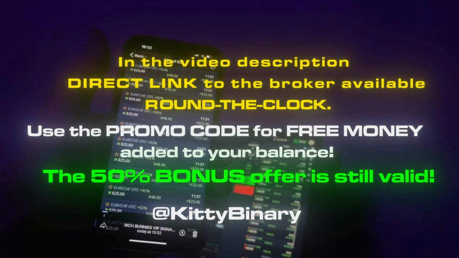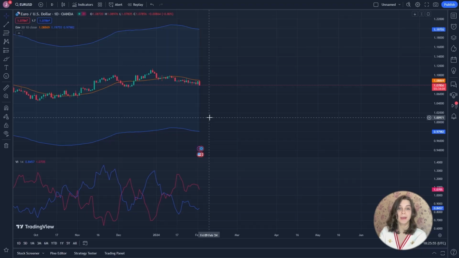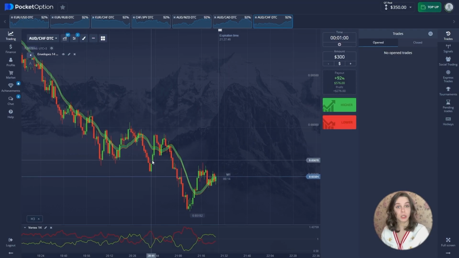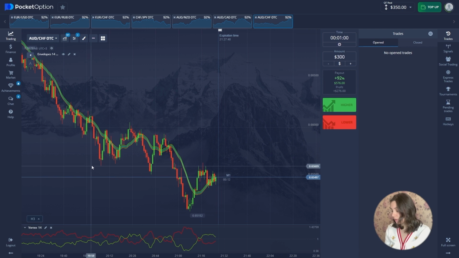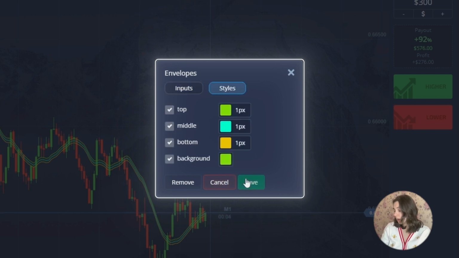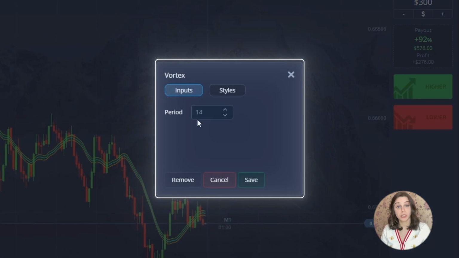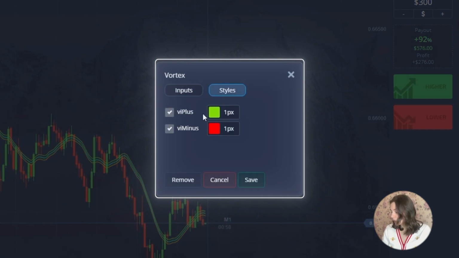I explained how the indicators work, so I suggest that you and I immediately switch to Pocket Option and start our trading now. My parameters are absolutely standard. I have not changed anything. They are absolutely suitable for us, and here are the parameters of the Vortex indicator for the period 14. Plus is green and minus is red.